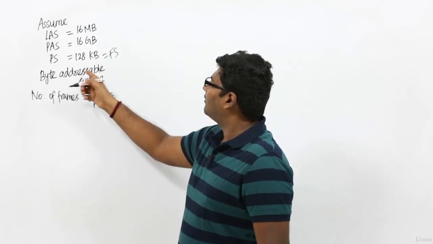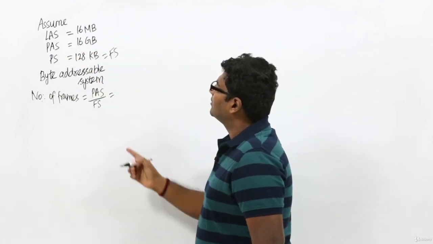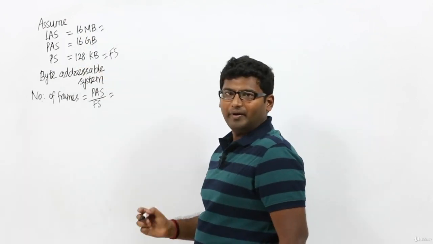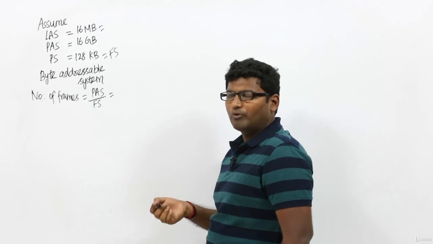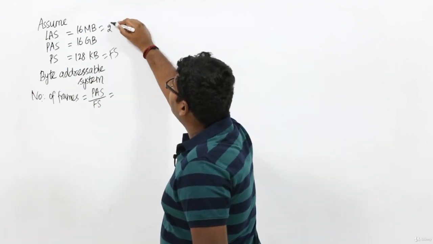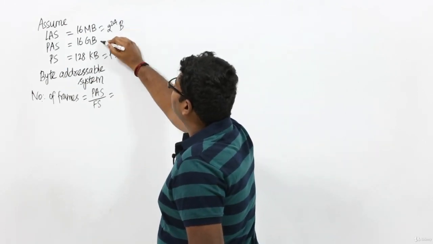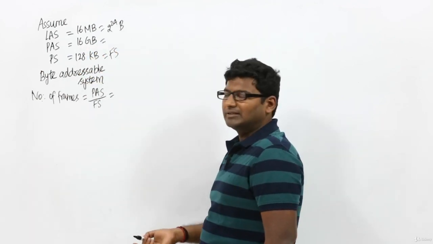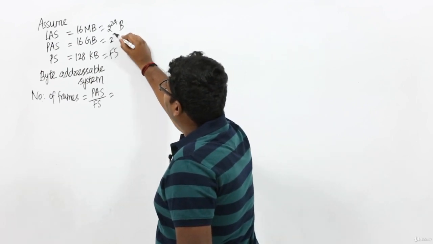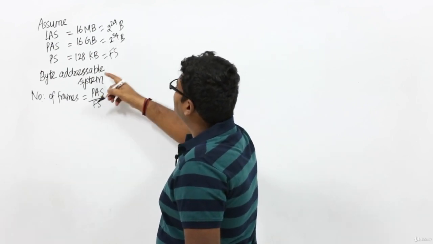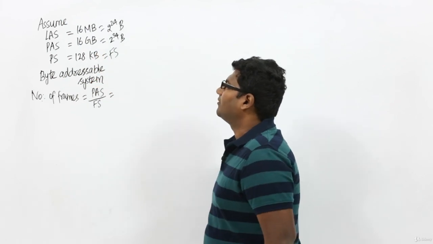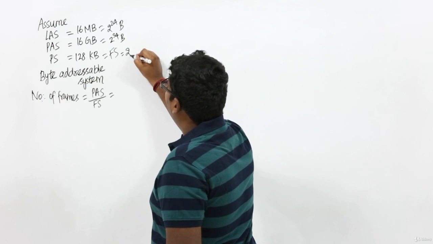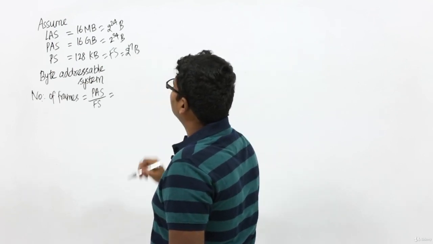These things I can convert in terms of 2 power, right? For example, 16 MB is 2 power 4 into 2 power 20 bytes, which is 2 power 24 bytes. Similarly, 16 GB is 2 power 4 into 2 power 30 bytes, which is 2 power 34 bytes. Similarly, 128 KB is 2 power 7 into 2 power 10, which is 2 power 17 bytes.